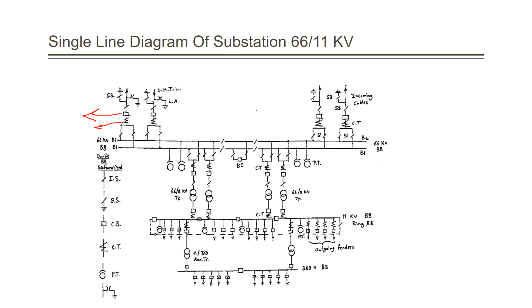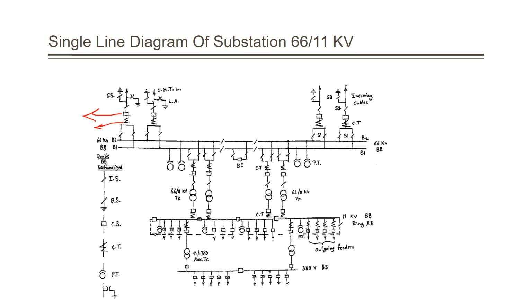Similarly here, and of course for the underground cables, they can be incoming cables, providing power to the bus bar, or they can be outgoing. They are taking power from the bus bar and going out from the substation, as 66 kilovolt too.